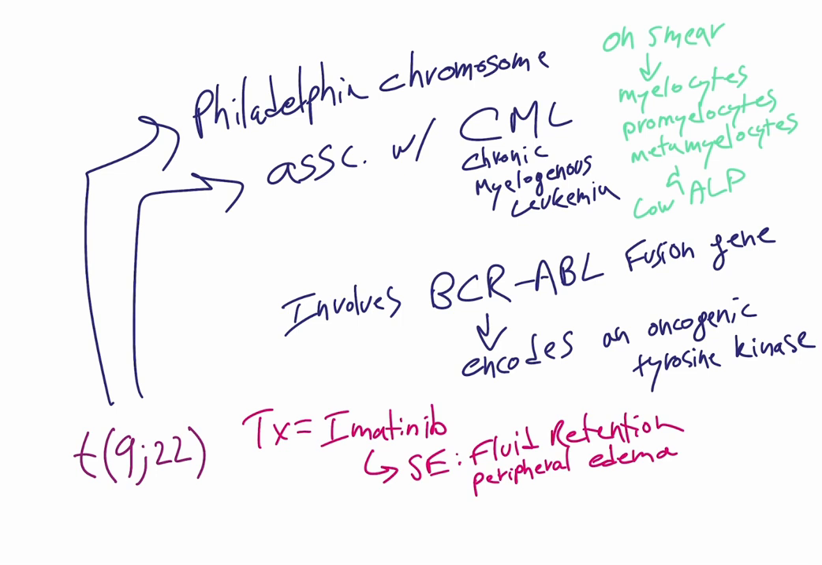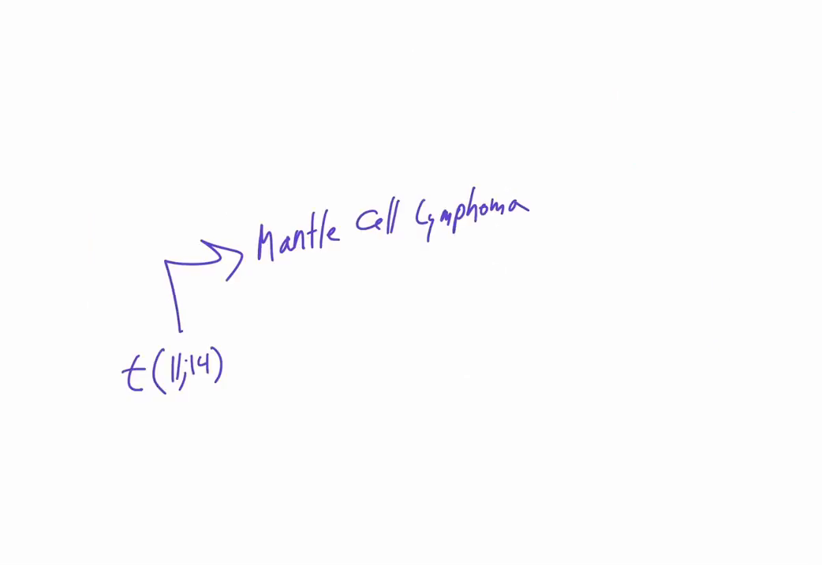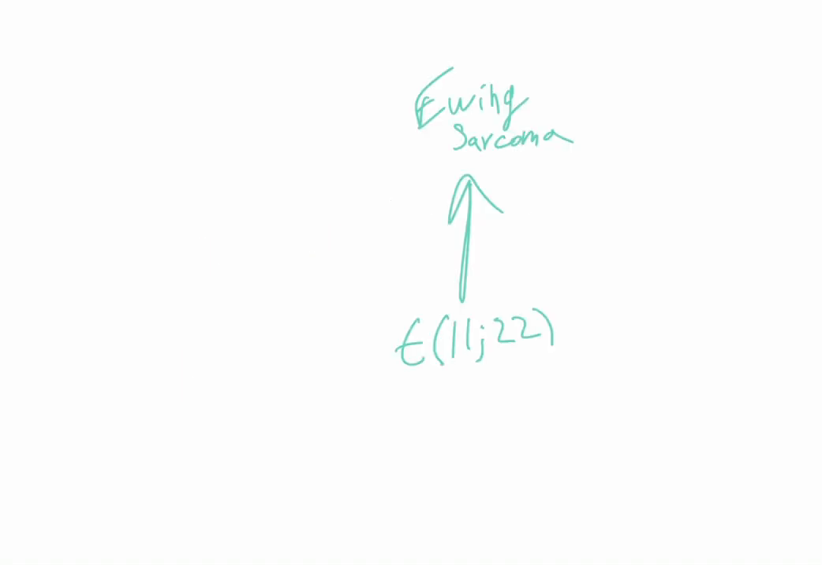All right, let's cover 11;14 translocation. This is classic for mantle cell lymphoma. Quite frankly, that's basically all you really need to know for USMLE. Next up, we have 11;22 translocation. This is associated with Ewing sarcoma. This is a pediatric bone tumor.